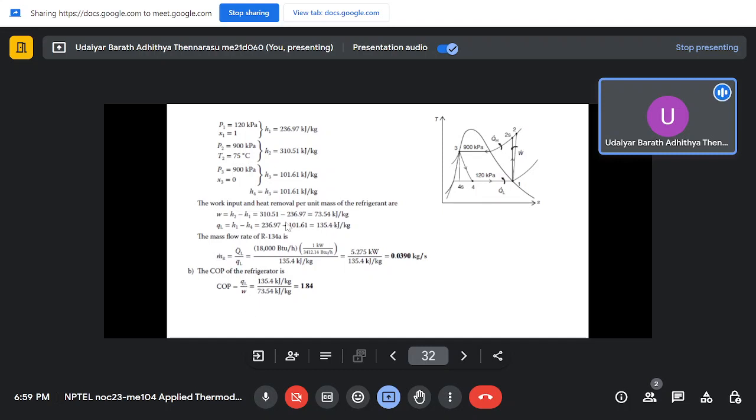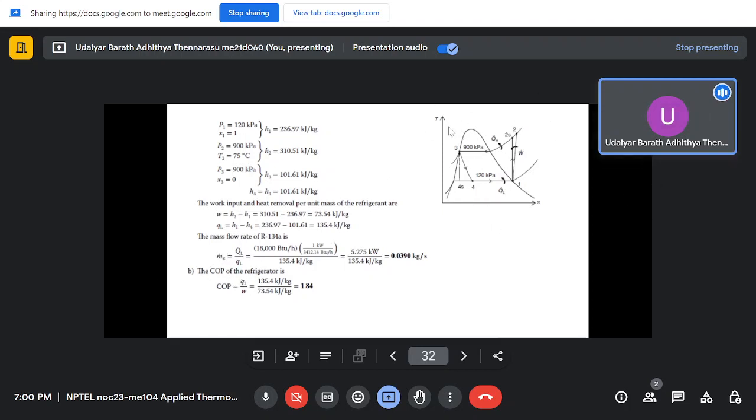So the mass flow rate of R134A in the system: we know that the heat absorbed in the evaporator is 18,000 BTU per hour. So we convert it into kilowatt. 1 kilowatt is 3412.14 BTU per hour, so we divide by 3412.14 and divide by the specific heat absorbed. That will come out to be 0.039 kg per second. So this is the mass of refrigerant flowing in the system.